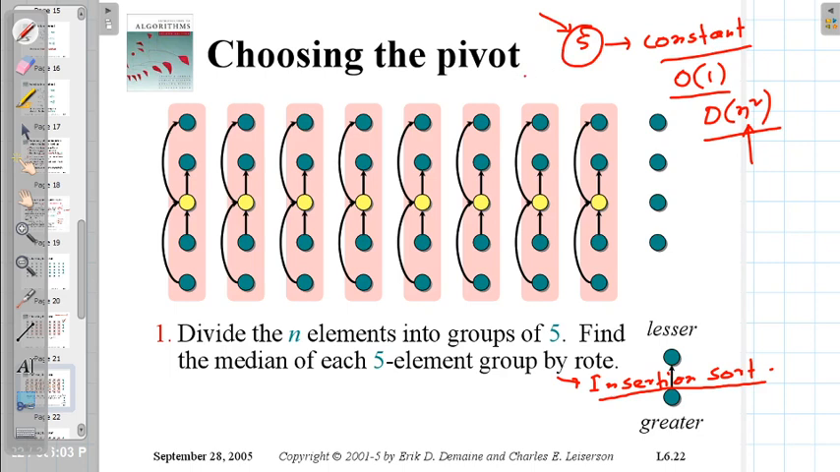If I am applying quick sort on this, then also it will be running in the order of 1 time, because these are a constant number of elements, 5 elements, right?